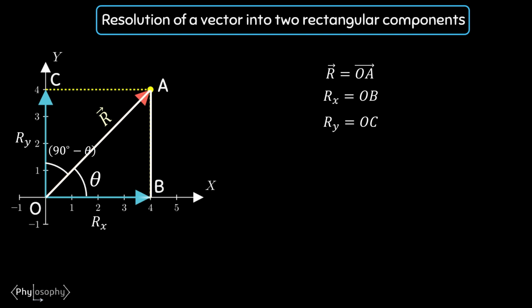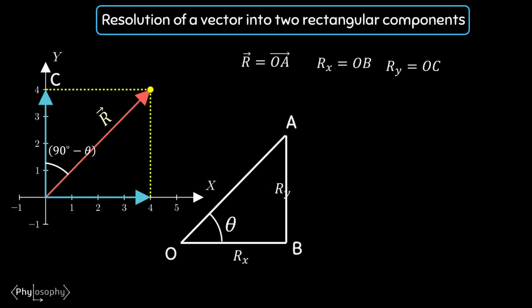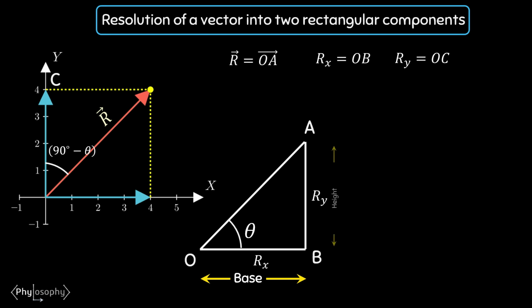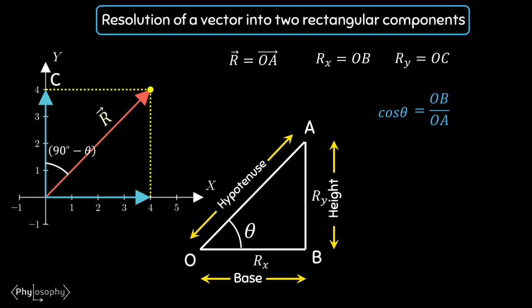Now in the triangle OAB, OB is the base, AB is the height, and OA is the hypotenuse of the triangle. Therefore, from the definition of cosine of the angle theta, we can write cos theta is equal to OB over OA, or base over hypotenuse, which is equal to Rx over R. Therefore, we can write Rx is equal to R cos theta.